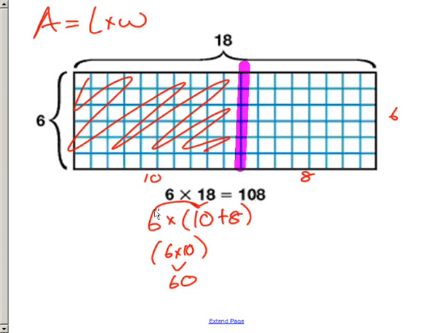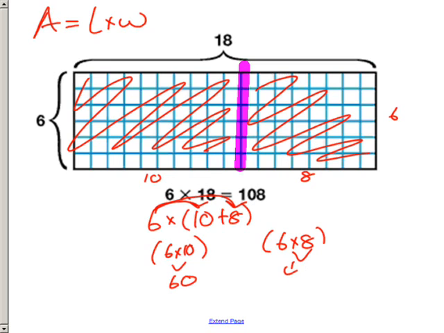Then I'm going to find the area of the second rectangle, which is 6 times 8. That will give me this area, which is equal to 48. Now, if I have the area of this rectangle and the area of this rectangle, what would I do with those 2 areas to find the area of the total rectangle? That's right, I would add the 2 areas together. And then once again, I will get 108. So again, that's how the distributive property works. You pull it apart, but you can put it right back together and get the same value.